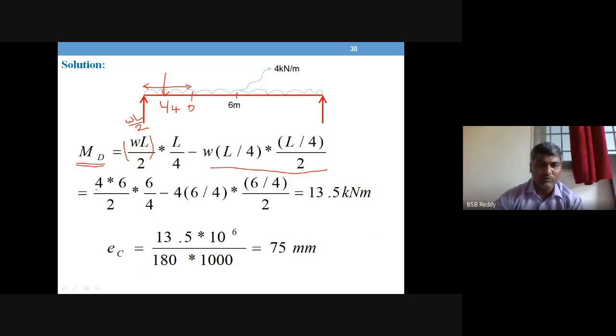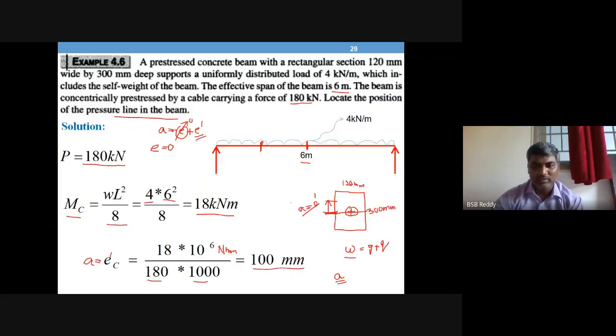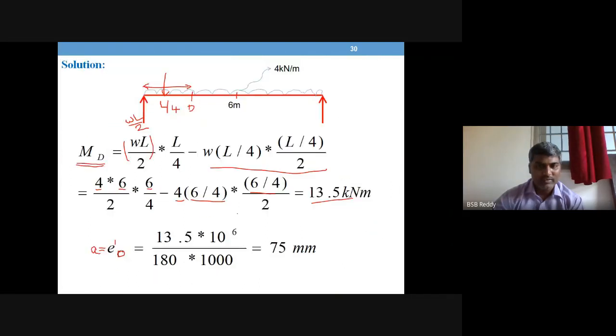Just substitute the values. L is 6, so L by 4 is 6 by 4, W is 4, again L by 4, 6 by 4, L by 4 by 2. That's coming around 13.5. This is D, not C, E dash, where it is something like A only. So 13.5 is the bending moment. You can see the center bending moment is 18, whereas at 1/4 it is 13.5, divided by P, M by P only. So it is 75 mm. That comes to 75 mm.